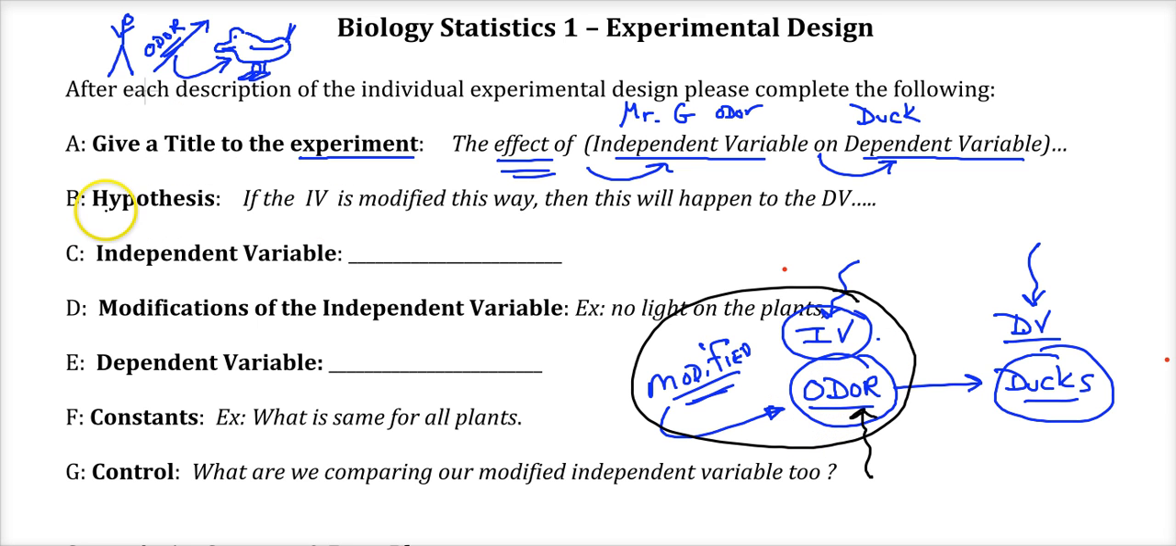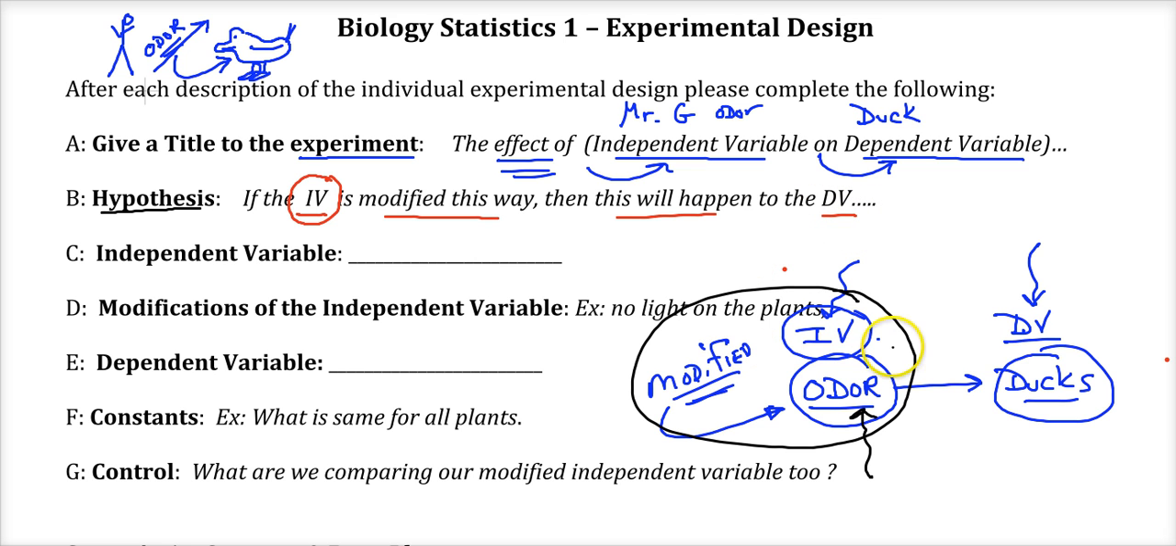In any case, my hypothesis, using the basic format here: if the odor is modified this way, let's say we do distance. If the independent variable, which is the odor, is modified in a certain way, then this will happen to the dependent variable. So we could say, if the distance between Mr. Grodzki and the ducks is increased, then the ducks will what? Have less paralysis or less negative behavior. Okay, you could do it that way.